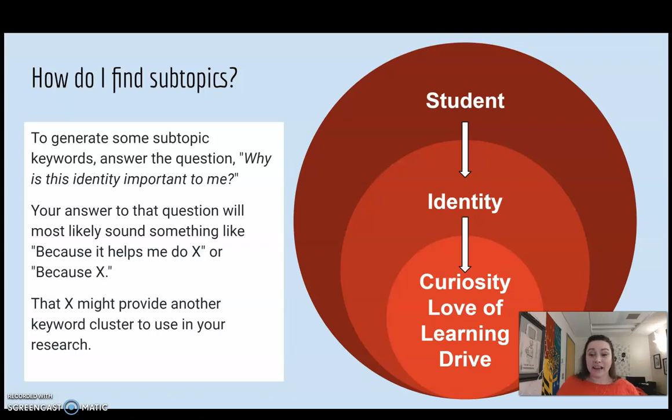So you may be thinking, how do I generate subtopics? One way is to just ask yourself, why is this identity important to me? Your answer will probably put you in touch with some possible subtopics. So you might say something like, because it helps me to do X, or because X. And whatever that X is, it might be a cluster of keywords that you can use to research.